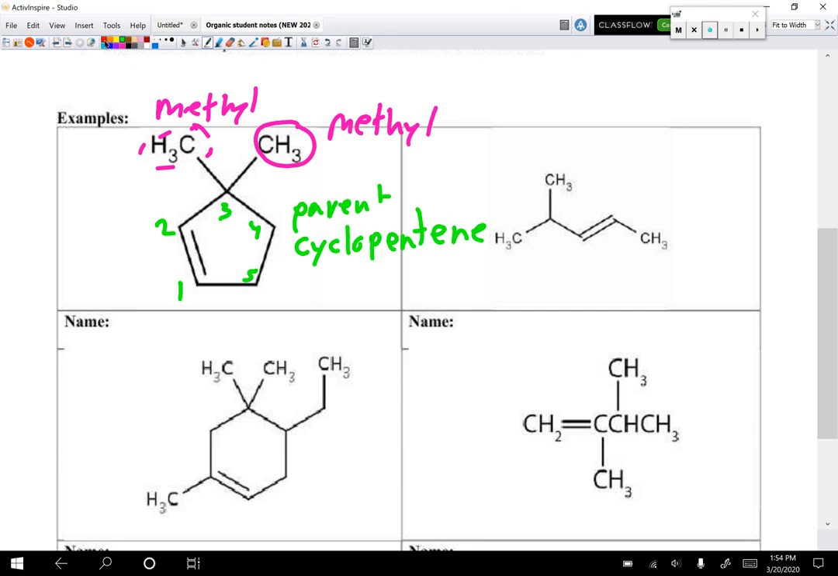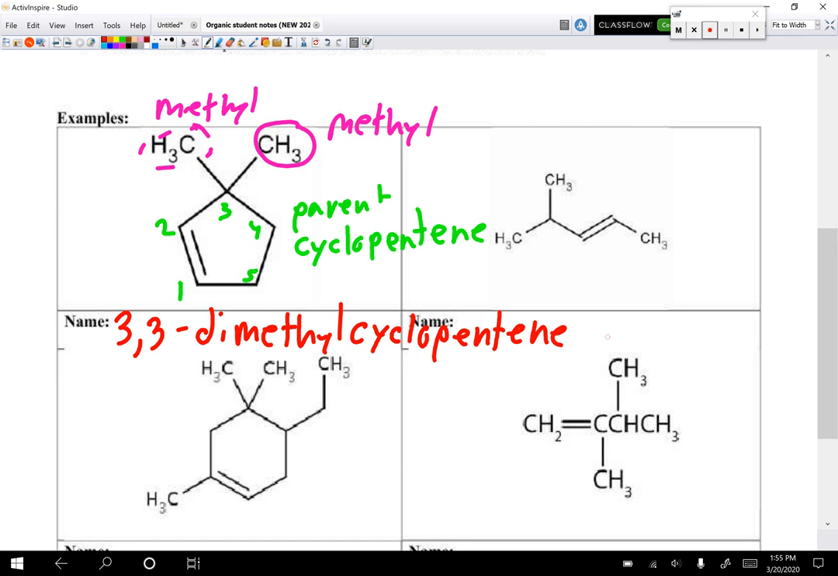All right, so for our name, we need to put in our branches first. So from our cyclic compound, we can tell we have 3,3-dimethyl, and that's our branches. Now for our parent, normally with a straight chain, we have to indicate where carbon 1 and carbon 2 is. However, in our cyclics it's always 1 and 2, so we can just write cyclopentene, and that'll be the name. So 3,3-dimethylcyclopentene.